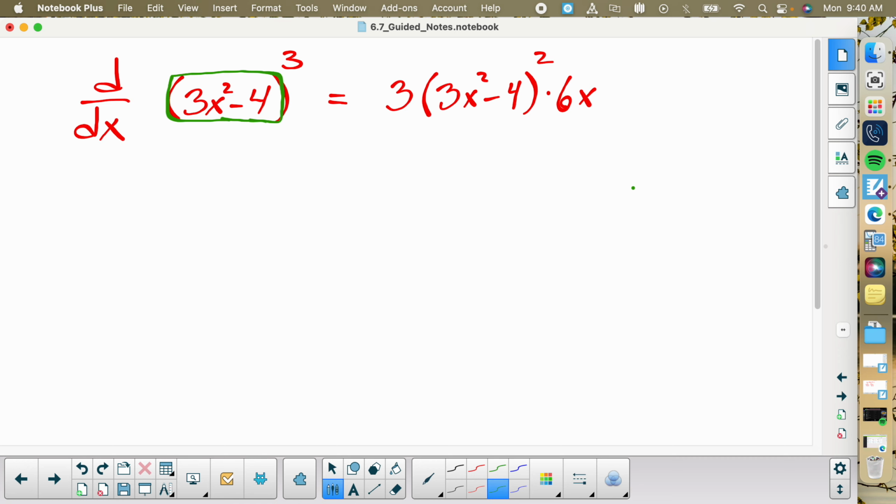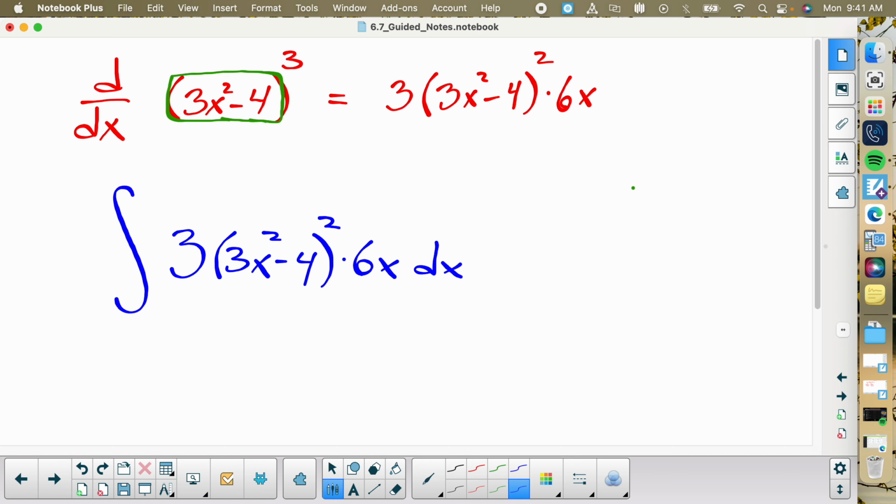Now, what we're going to have is the exact opposite. We're going to be trying to integrate 3x squared minus 4, squared, times 6x dx. Because this is the one we just did, we should kind of already know this answer. Daniel, who's going to help you get this answer? Kirita? Kirita, yeah. The answer will be 3x squared minus 4, cubed, plus C.